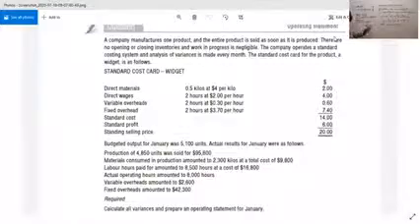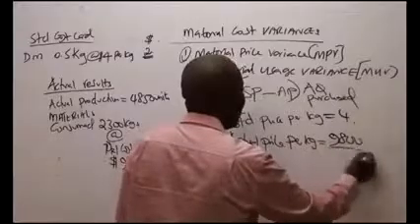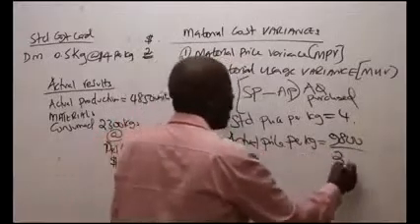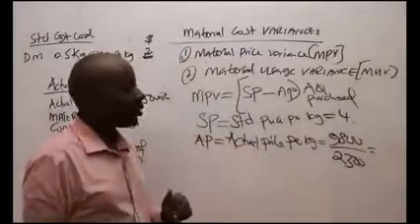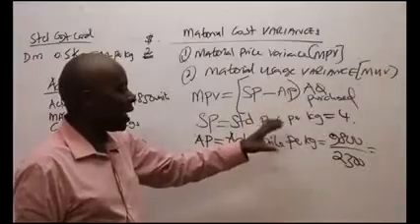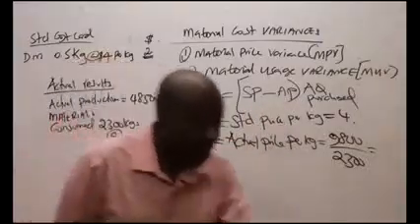So I would want to get the actual price of materials per kilogram from the actual results. In this case, you can see the total cost is $9,800 for procuring 2,300 kgs. Therefore, the actual price per kilogram will be $9,800 divided by 2,300. We don't like getting the decimal. So please come and substitute now the figures that we have here. I can see the standard price.